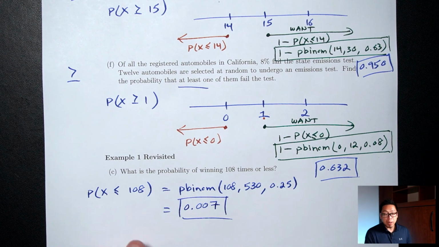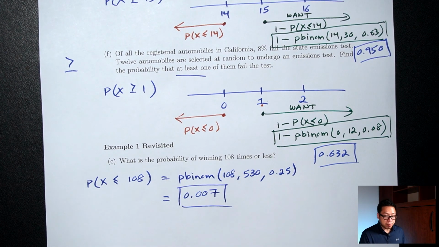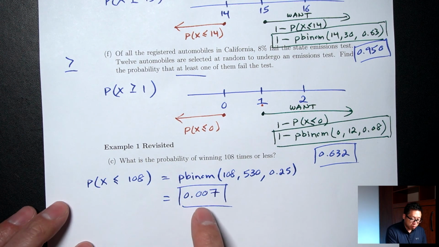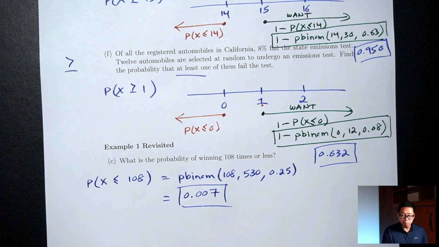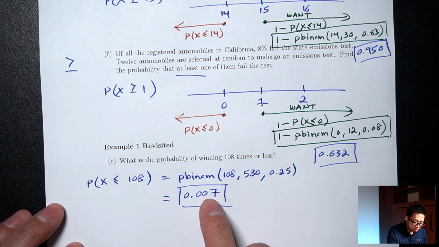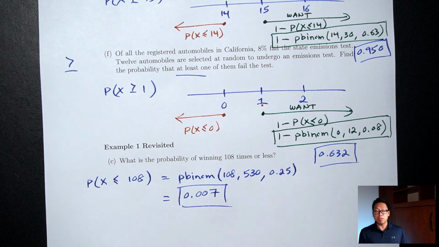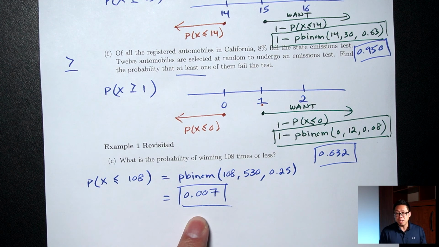So if we play the Monopoly game 530 times, there is a 0.007 probability, which as a percent would be 0.7%, less than 1% chance that you will win that low, 108 or less. That's a little shady. That's saying that winning only 108 is extremely rare, less than 1%.